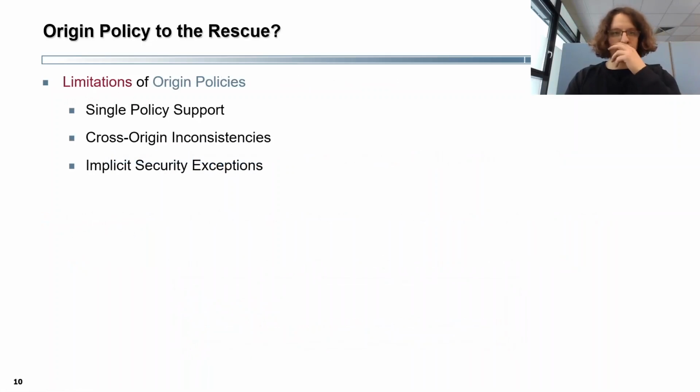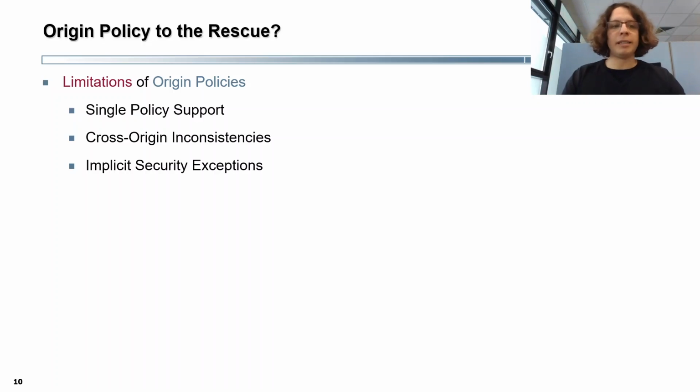So what's the limitation of this approach? There's only a single policy support. So if we ignore caching and stuff like that, there can only be one single policy that is enforced. Our experiments have shown that this will not help in the real world. So there are sites that use multiple secure policies, and they cannot easily adopt this origin policy thing.